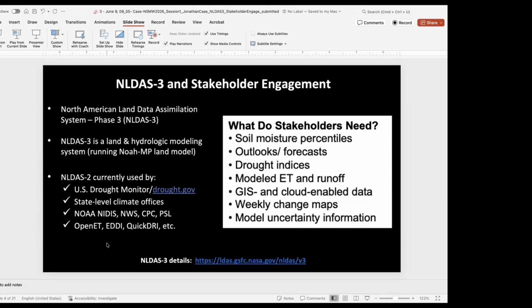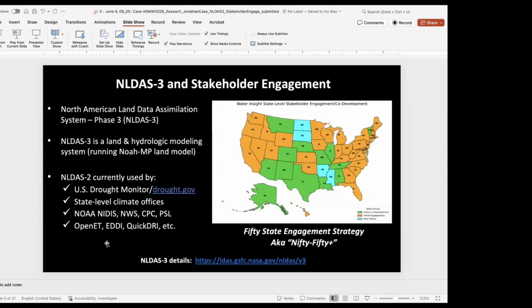So what do the stakeholders need? This is a small list of some of the key applications that the end user community needs. And so part of that is what we are coining Nifty 50. We're reaching out to the entire 50 states, and it's actually Nifty 50 plus because we're reaching out to territories and tribal nations as well.